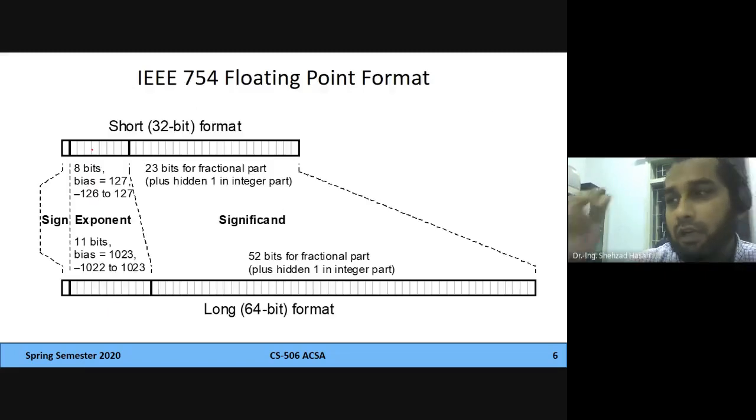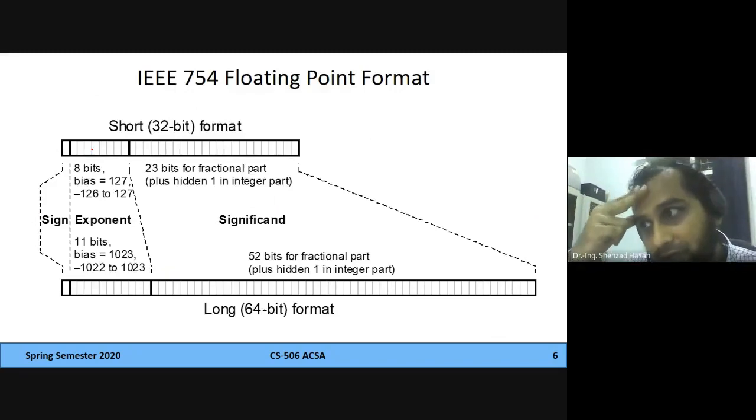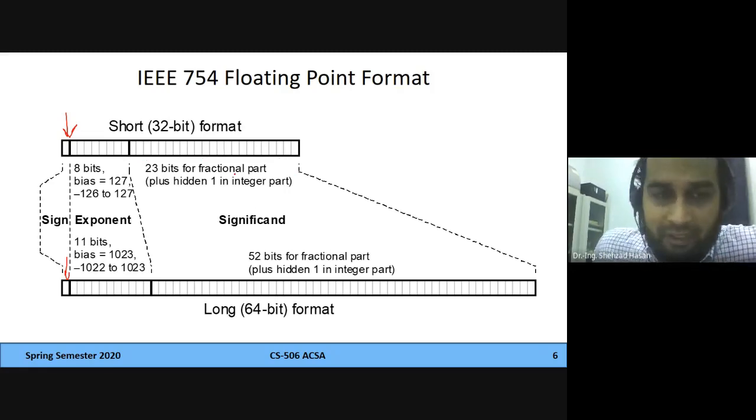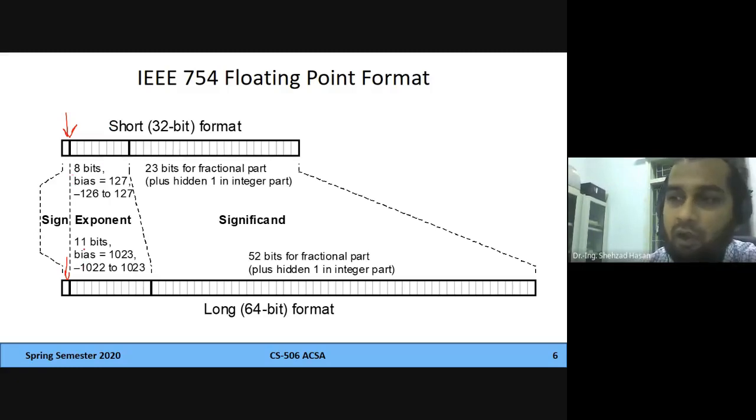Okay, so we have two formats, the short format and the long format. In both these formats, there's going to be a single bit for sign. That's the MSB. Let me discuss the short format first. Then there are going to be some bits for the exponent, and the remaining bits for the significand. So one bit for sign, some bits for exponent, and the remaining bits for significand. Now, for the short format, there are going to be 8 bits for the exponent. For the long format, there are going to be 11 bits for the exponent.